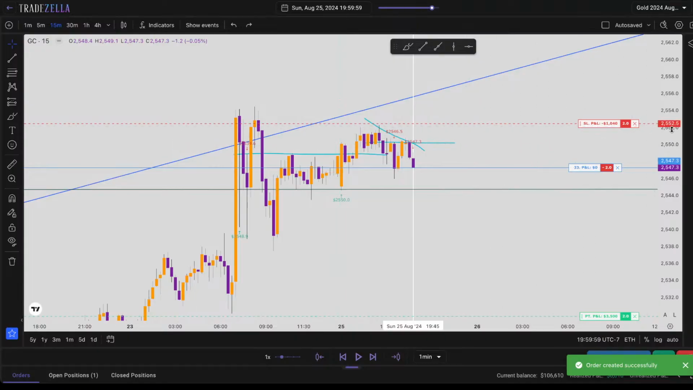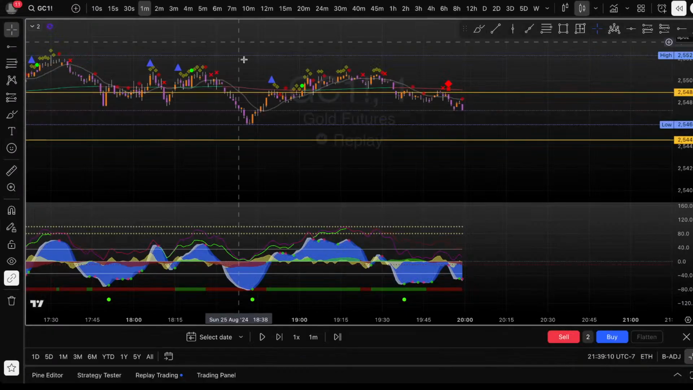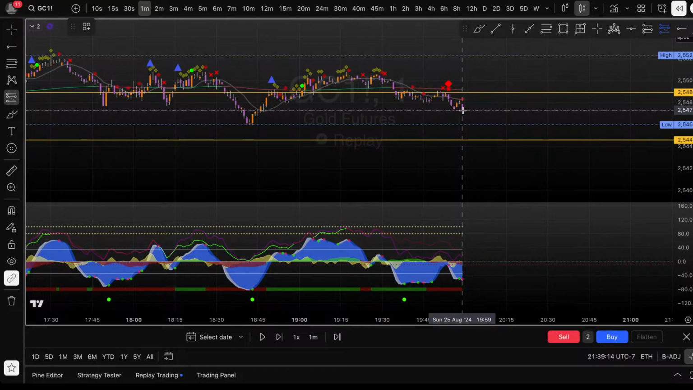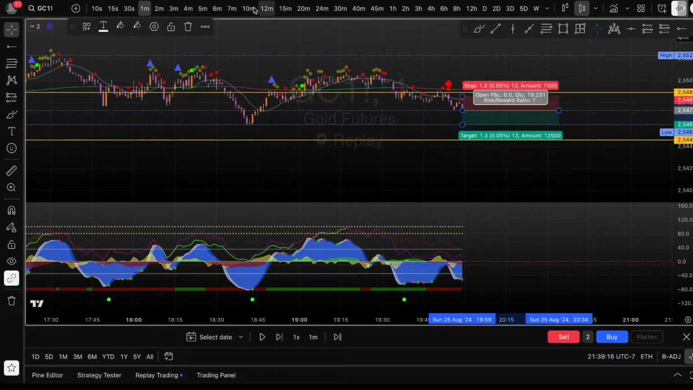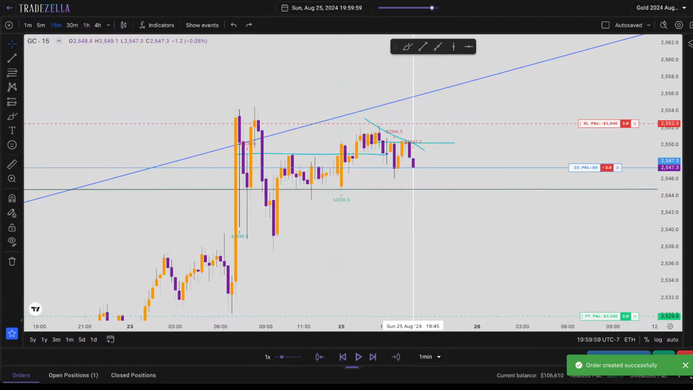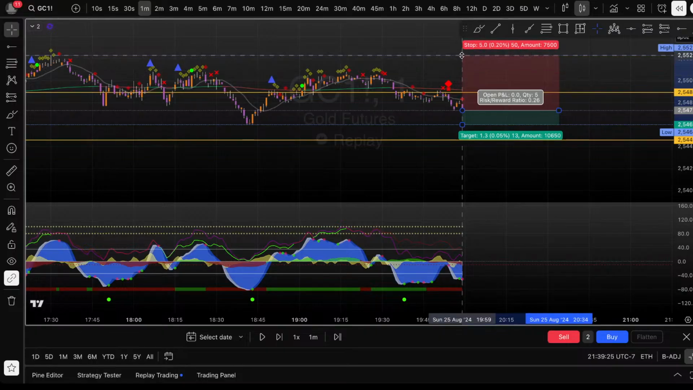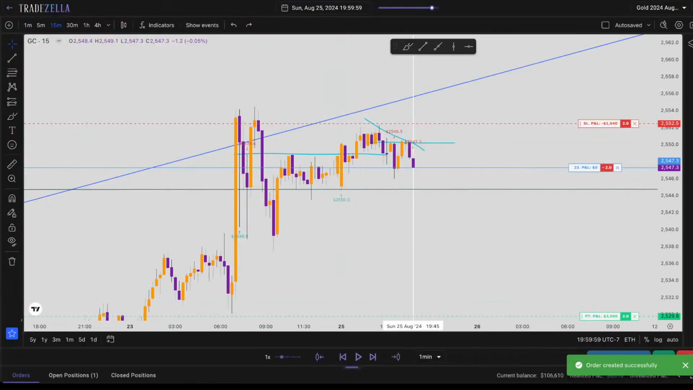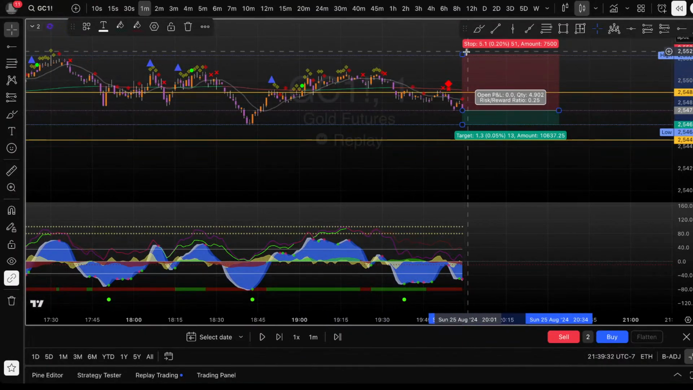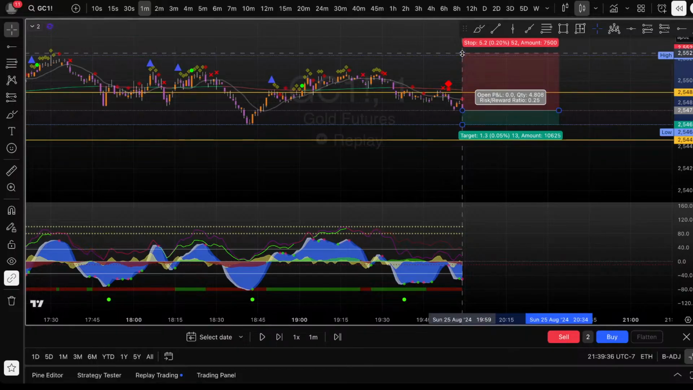Stop loss 25.52.5. Entry 25.47.3. Short. 25.47.3. Yep. Stop is 25.52.5.